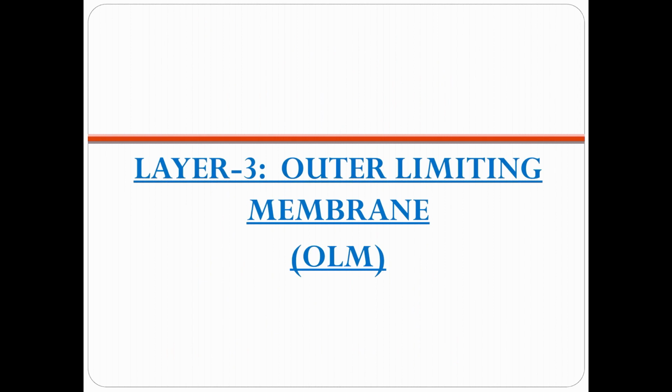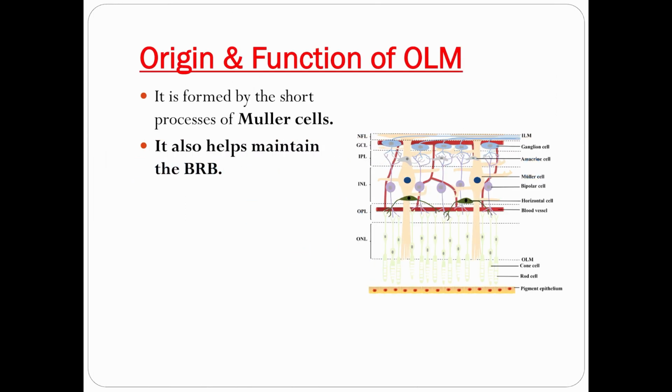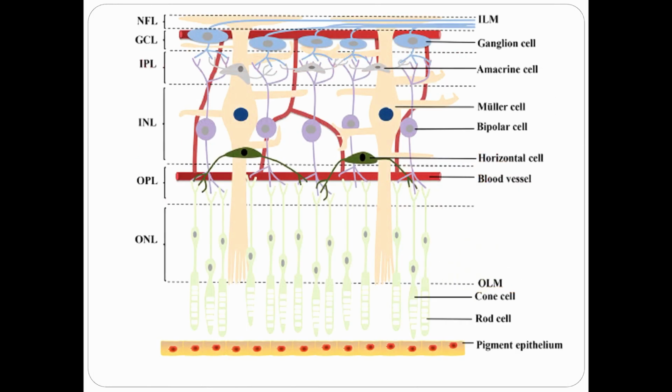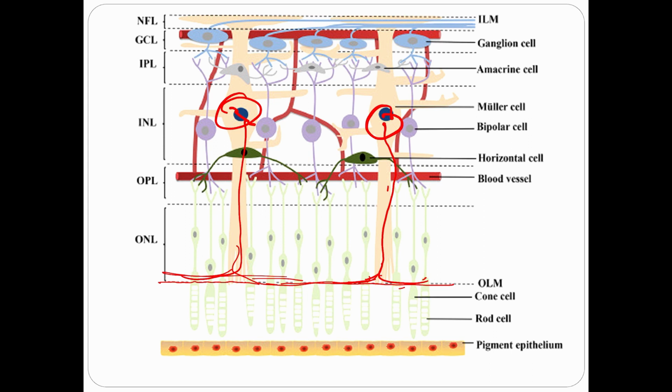This was your second layer, and now we come to the third layer, the outer limiting membrane. I have already told you this is formed by the short processes of your Muller cells. They hold the constricted myoid part of the inner segment up to here. They come from the Muller cells, go horizontally and catch hold of them. This is your third layer.